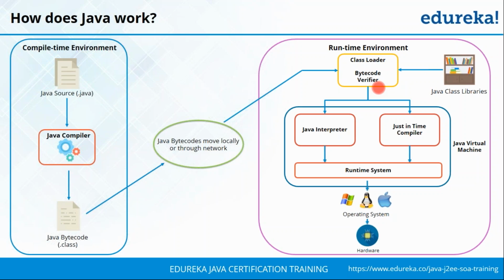Now the main objective of the bytecode verifier is to ensure that the code that you have written has not been tampered with. Now again, this could be something that would happen while you're transferring the file, or someone would have purposefully changed your code, and your bytecode verifier always ensures that your code is the same that you had written before you compiled it. Now once your bytecode verifier has checked and ensured that your code is correct, then this code is passed to your Java interpreter and your JIT compiler, which will then translate it and give it to your runtime system.